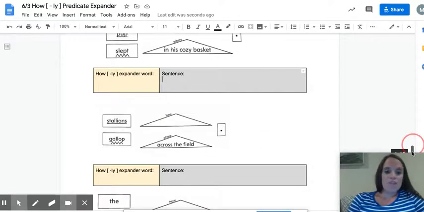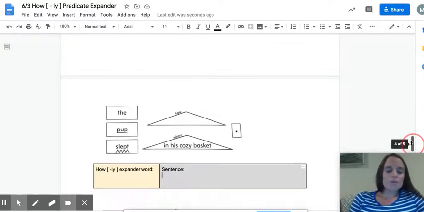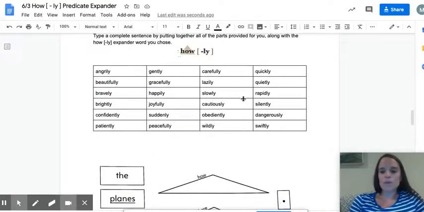And I am very excited to see what you guys come up with. Every time we do another one of these lessons, your writing gets more and more descriptive and interesting. So keep up the great work.